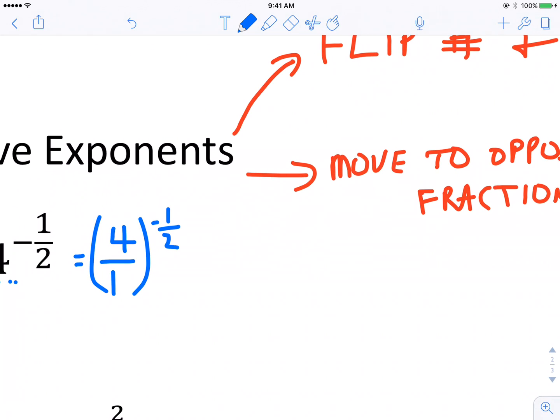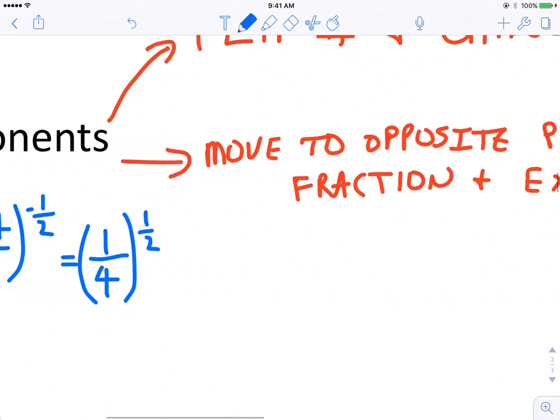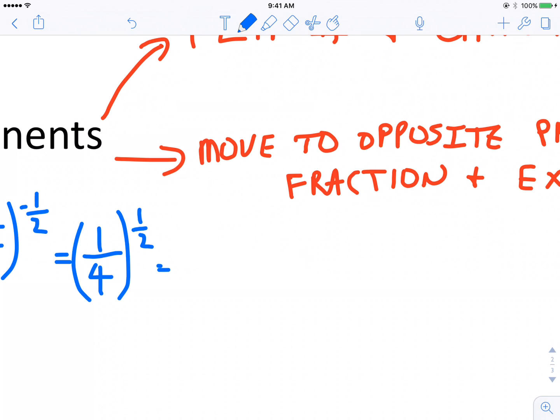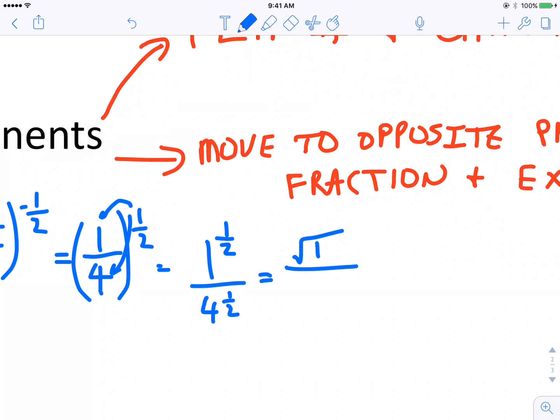My negative exponent tells me I need to flip that fraction. So this becomes 1 over 4, raised to the power of 1/2. And that 1/2 applies onto both the 1 and the 4. So this becomes 1 to the power of 1/2 over 4 to the power of 1/2. Well, 1 to the power of 1/2 is the square root of 1, and 4 to the power of 1/2 is the square root of 4. The square root of 1 is 1, and the square root of 4 is 2. And there's my final answer.